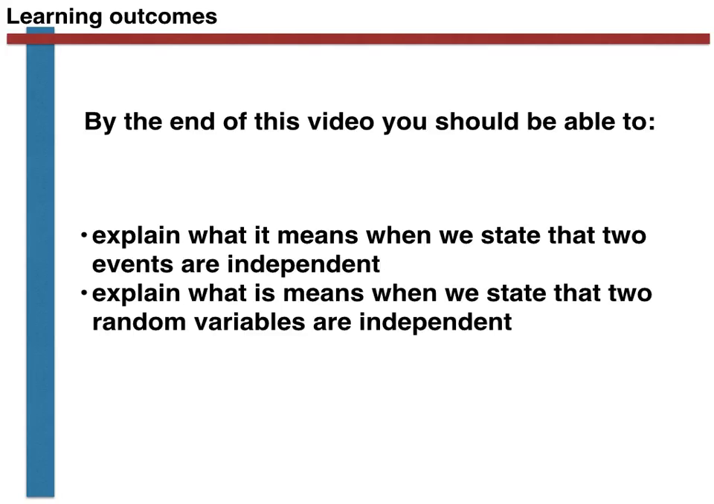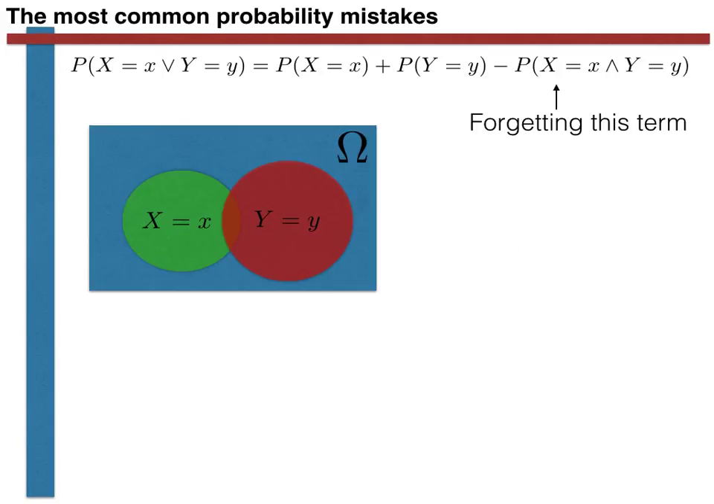If we go back to the video on Venn diagrams, I stated that one of the easiest mistakes to make in probability theory involves the following equation, the inclusion-exclusion principle. In that video, we drew circles proportional to the probability that X equals x and the probability that Y equals y, and noted that there is a finite region of overlap between these two circles. In other words, there is a finite probability that X can equal x and that Y can equal y at the same time, and that is to say that both these statements can be true simultaneously.